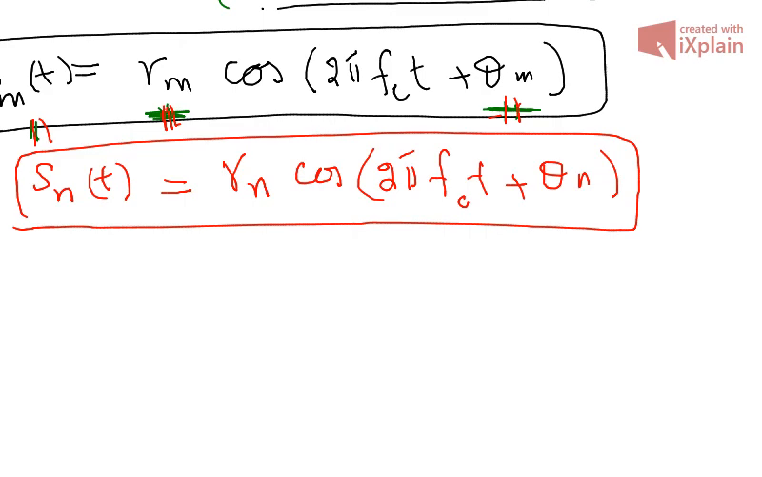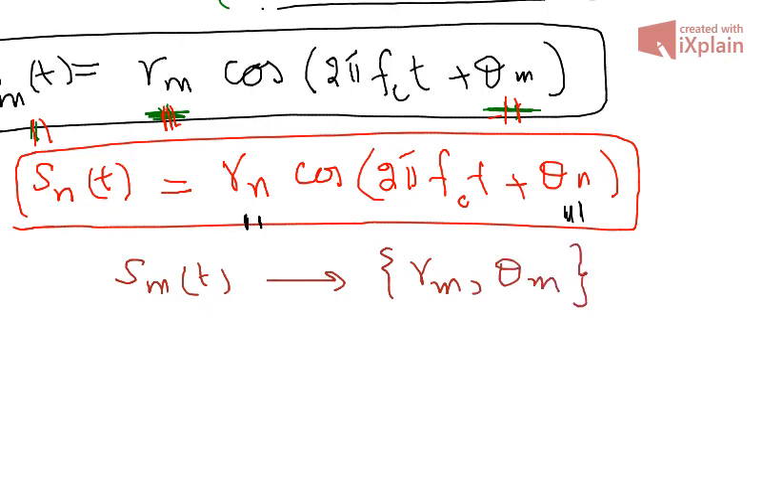In amplitude modulation, each symbol is distinguished only by amplitude. In phase modulation, each symbol is distinguished only by phase, right? But this is actually both amplitude and phase modulation. So each Sm of t has a unique pair Rm and theta m. This would be unique for each Sm of t.